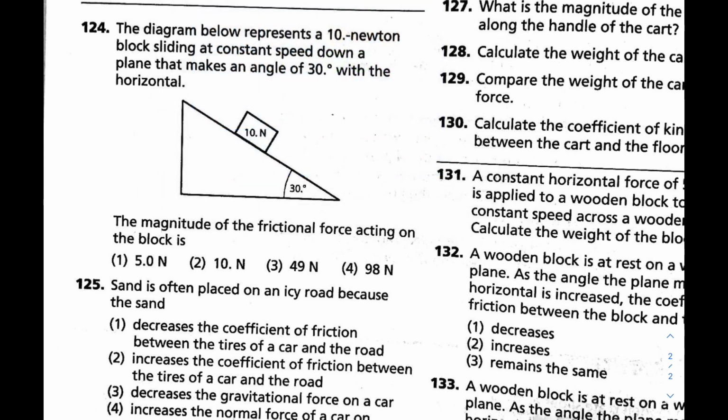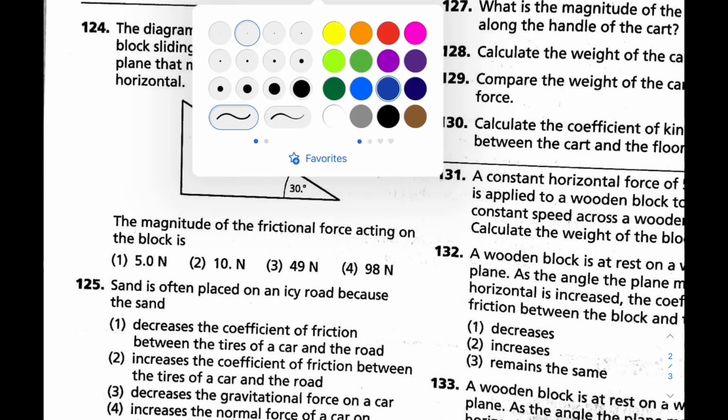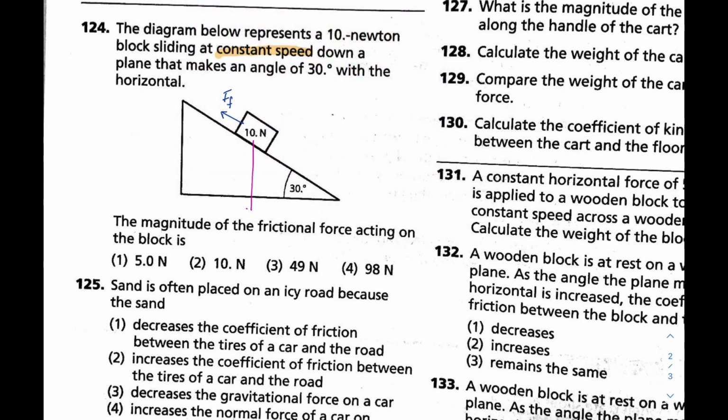Okay, so again, constant speed comes up, right? Constant speed. That means whatever this force is down the ramp has to be the same as the frictional force, which will be directed directly up the ramp. So here's how we end up drawing this. First, we need to draw our force of gravity. Then we need to draw our normal force.